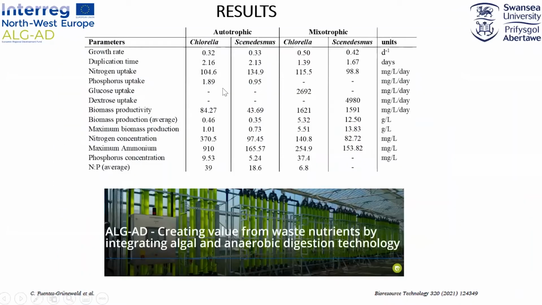Here we have more results of that. As you can see, in terms of autotrophic and mixotrophic growth rate, they are quite similar between Chlorella and Scenedesmus. Also, we have quite similar nitrogen uptake. Of course, the biomass productivity in the case of mixotrophic Scenedesmus was very good, better than Chlorella. And regarding biomass production, we reached 12.5 grams per liter in the case of Scenedesmus and 5.32 as an average for Chlorella. So that is a pretty good result, I would say.